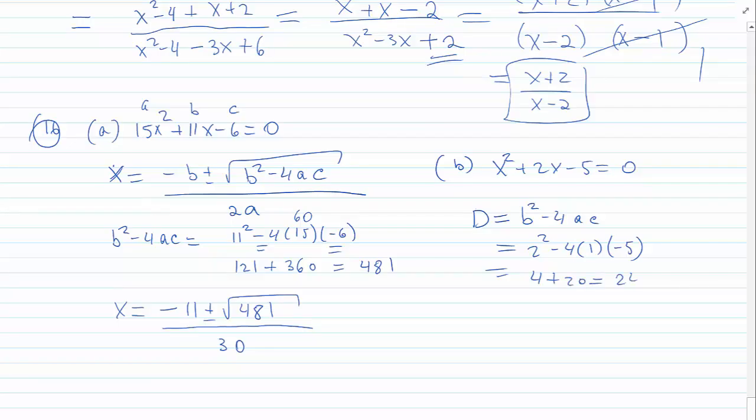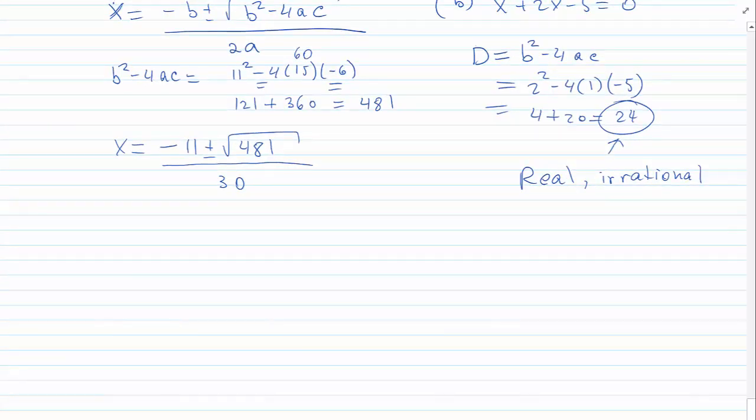What does 24 tell you as a discriminant? What kind of solution do you get? Is it real or imaginary? Real, because it's positive. And is it rational or irrational? Why? It's not a perfect square. If it was 25, then it would be rational. It's irrational, because it's not a perfect square, so that means our answer will have some ugly-looking square roots, right? So x equals minus b plus or minus square root of what we got.